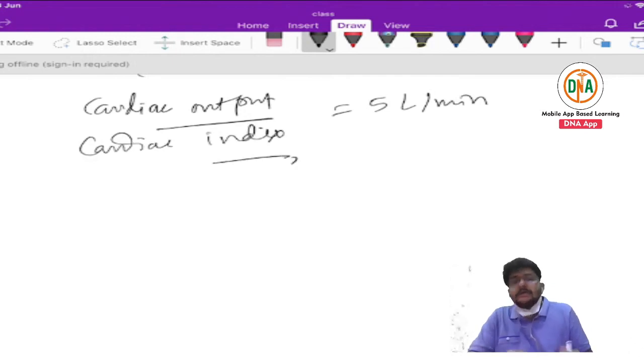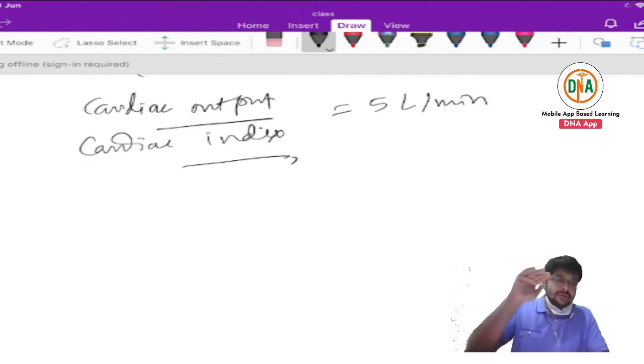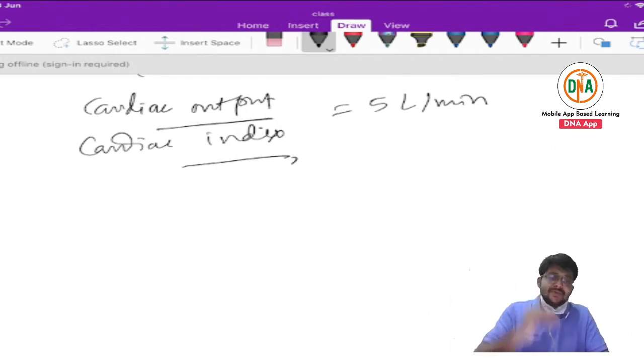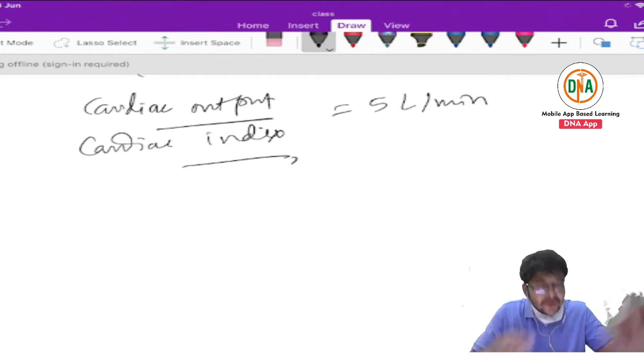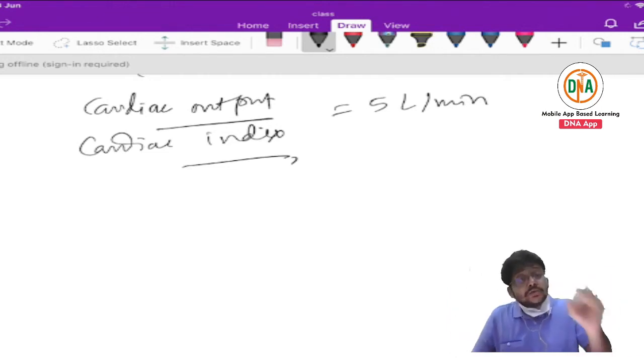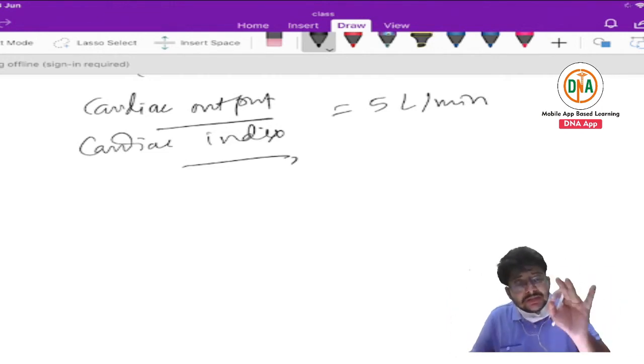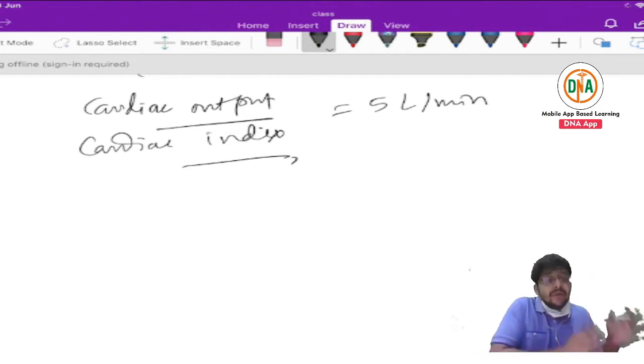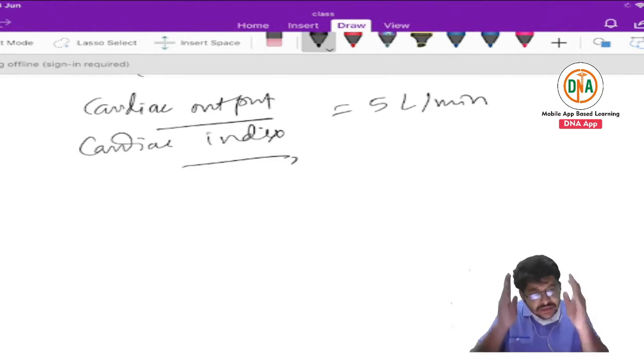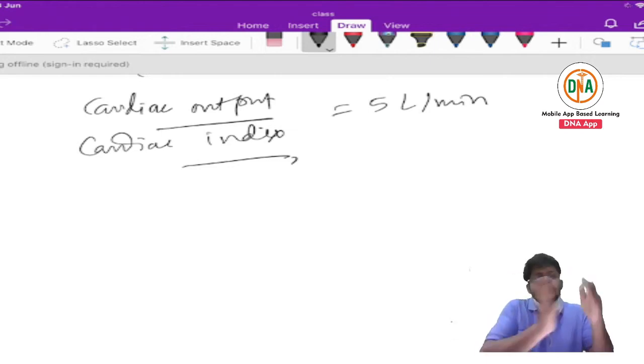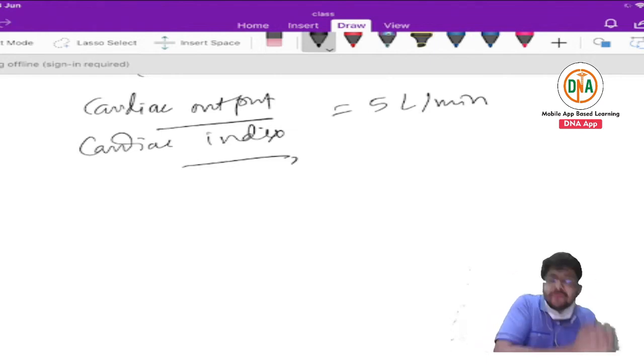That is very important. Suppose you have a patient who is a dwarf and you have a patient who is a WWE wrestler. The cardiac output of these two people will vary, but this will not give us the proper picture of their heart's ability or their cardiac function. So what is the difference? What is the determining factor over here?